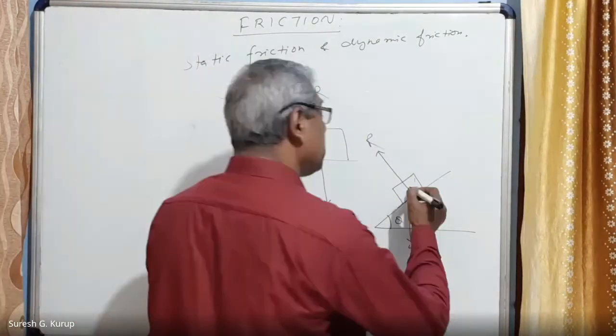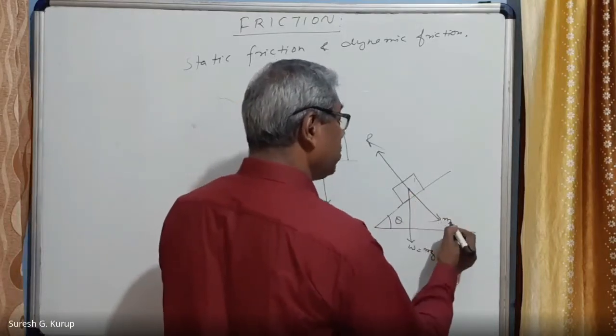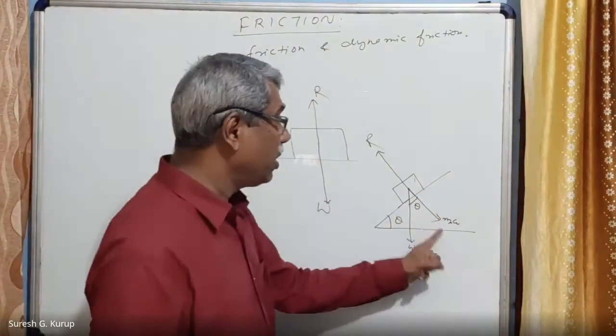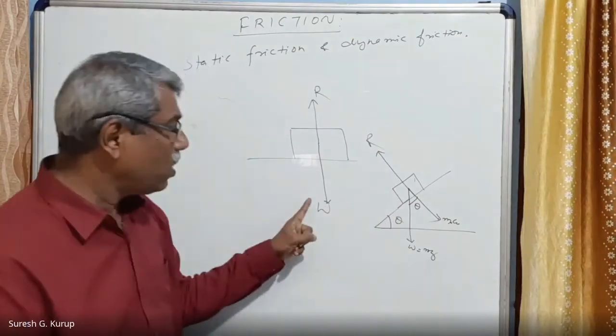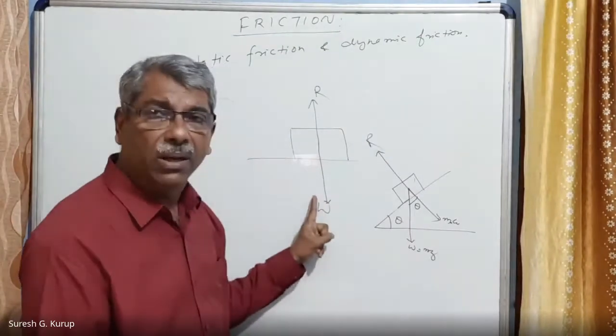In this case, suppose this is mg, this is equal to mg cos theta. If this is theta, this also will be theta. Mg cos theta will be in the direction of R. But in this case, what? R is equal to W. When it falls down and becomes a plane, then this will be the condition.